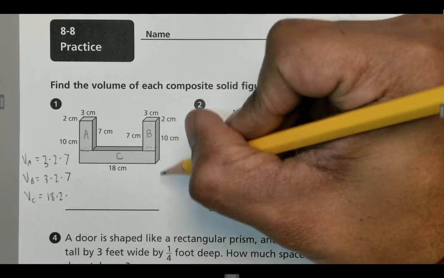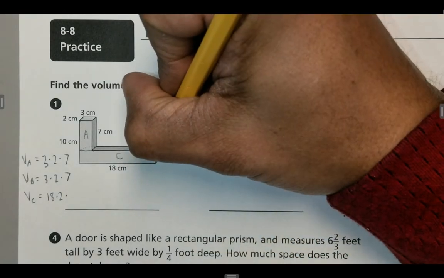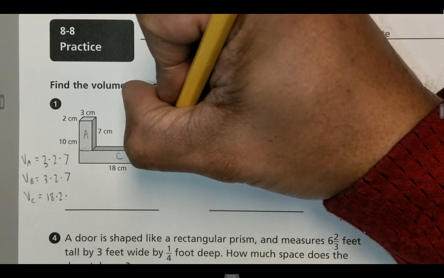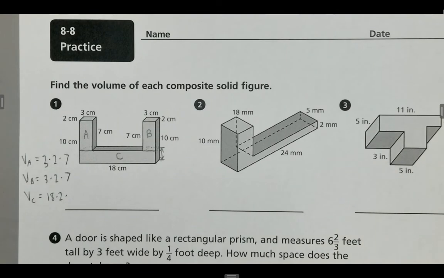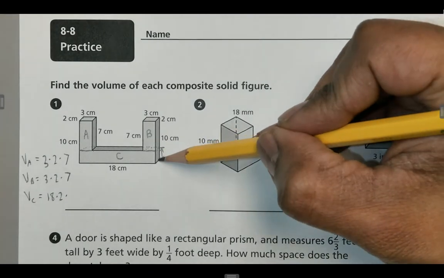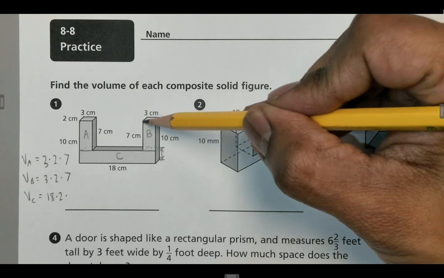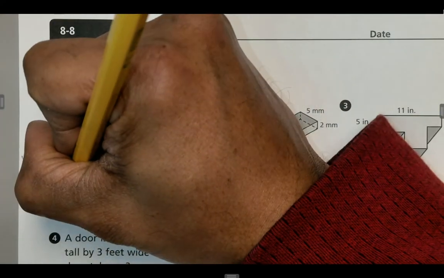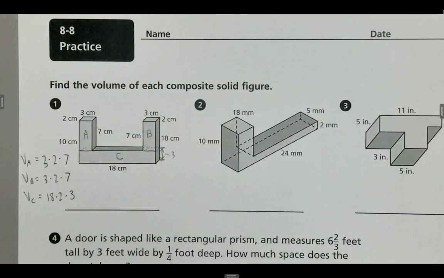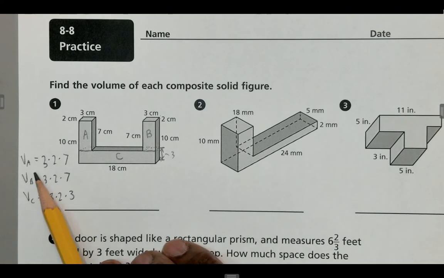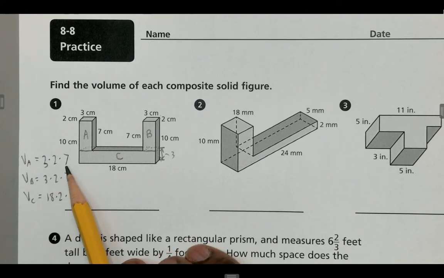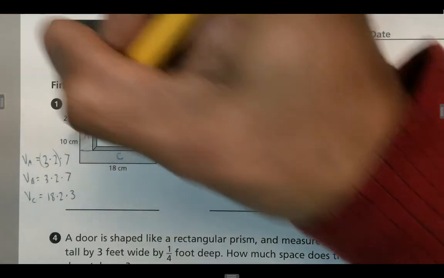So to figure out the part that we're interested in, which is here to here, we'll calculate that by doing 10 minus 7. This is 3. Now, let's start to calculate our individual volumes. Volume of section A is 3 times 2, which is 6. And then 6 times 7 is 42.